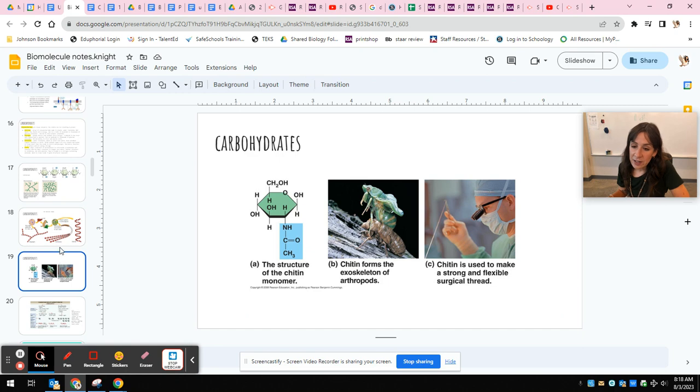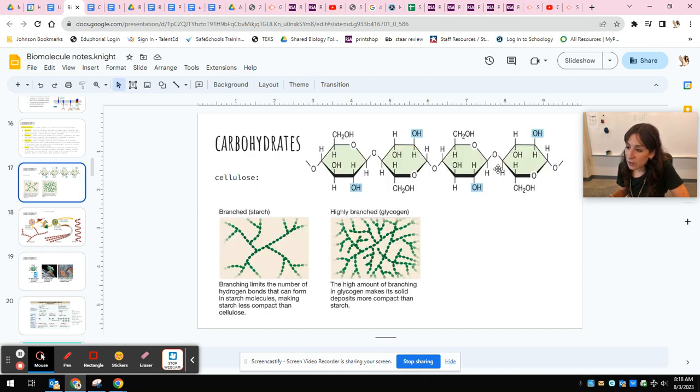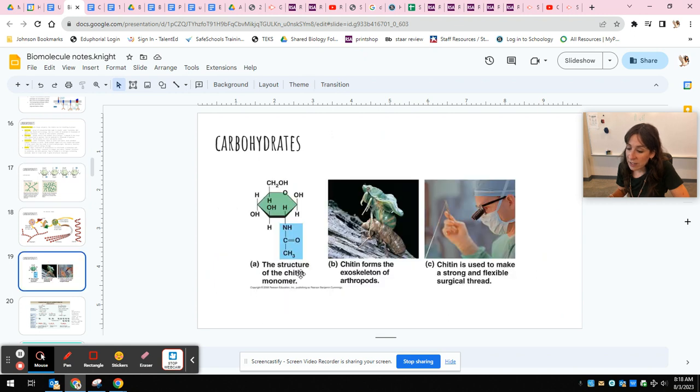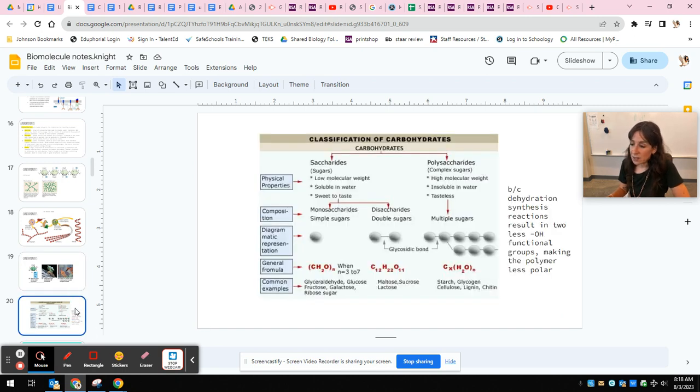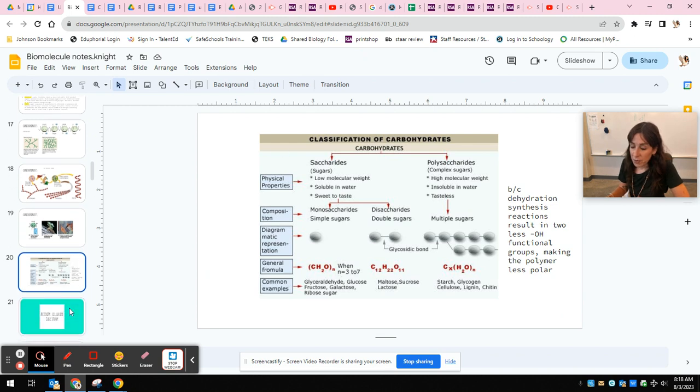Structurally, chitin is really similar to cellulose, except off of each of its monosaccharides, it has a nitrogen-containing molecule right here. And the exoskeleton of bugs is structurally made of chitin, and it's so strong, it's how we make surgical thread. This is a nice summary chart of all the carbohydrates, monosaccharides, polysaccharides, and everything you need to know about them.